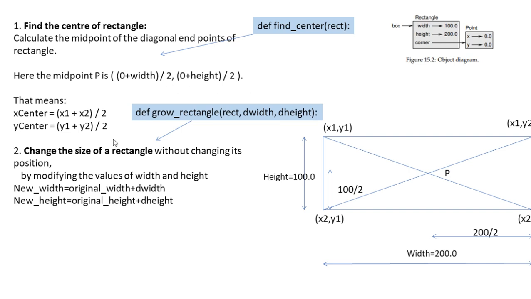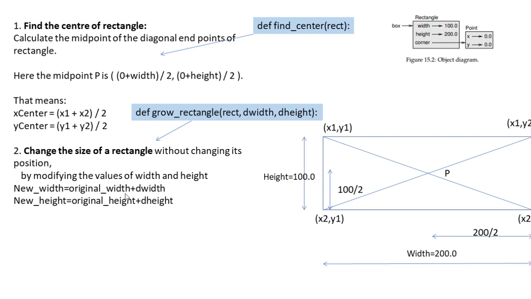of the rectangle. One more goal of the program is to change the size of the rectangle. Suppose I want to change the size of the rectangle, but I do not want to change its position. That means the center point remains the same. I don't want to change its position, but I want to modify the height and width. For that, we are updating the current width. Here the width is, suppose, 200, so I will add a delta value. The delta value can be negative or positive.